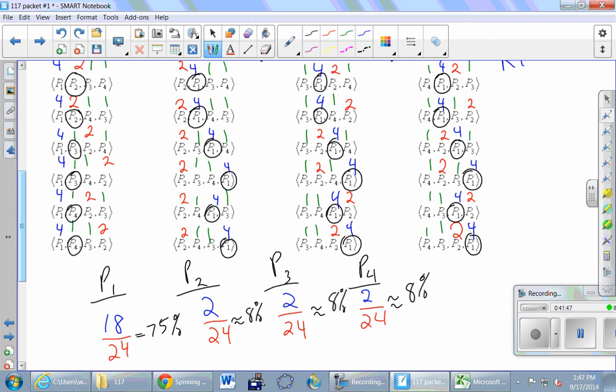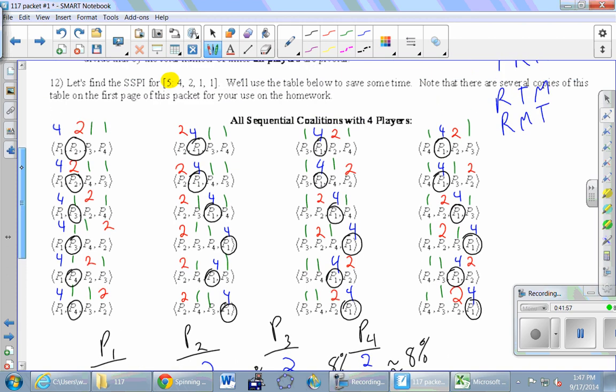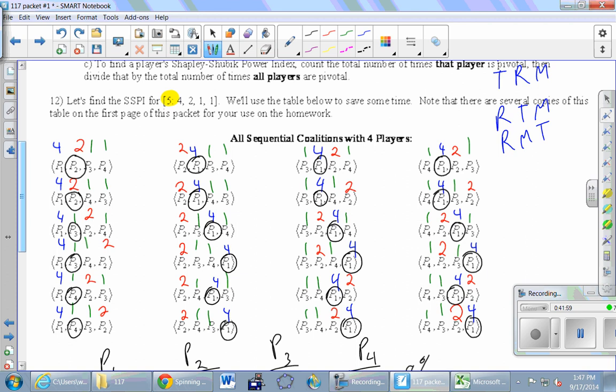So that's it. The first player has 75% of the power. The other players are equal, about 8% each, 8 1/3. Is this surprising? Well, kind of. If we look at player 2 compared to the other two guys, maybe we would think, well, let's see, 2 votes to 1 vote, that's twice as good, twice as powerful. Was it? No, it was equal. So again, it's just not as easy as looking at the numbers and dividing. You really have to do some more work to figure out what the distribution of power is.